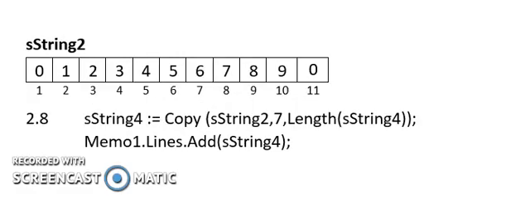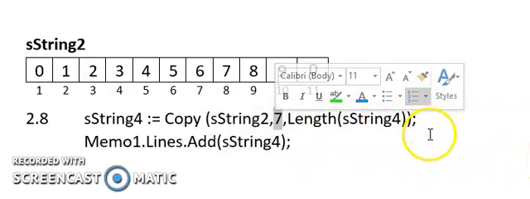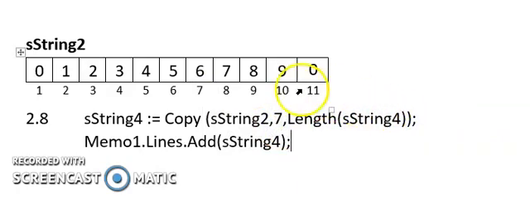2.8 doesn't look too bad, so they're probably warming us up for something potentially horrifying in 2.9, 2.10, but let's see. String 4, I must copy from string 2 there, from the 7th position, so I must start there. The 7th position. You see how easy it is to make a mistake? Probably won't make that mistake, but I nearly did. Starting at position 7. The length: how long is the length? 11 characters. So I'm going to start there and copy 11 characters.